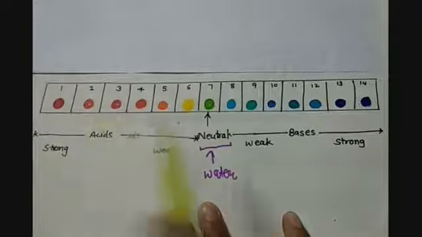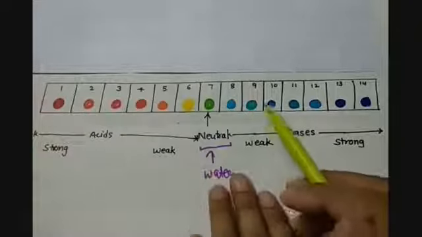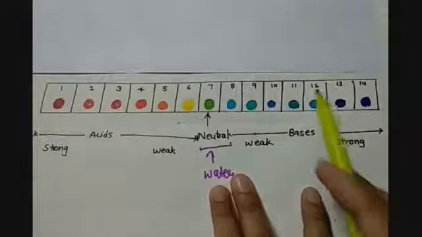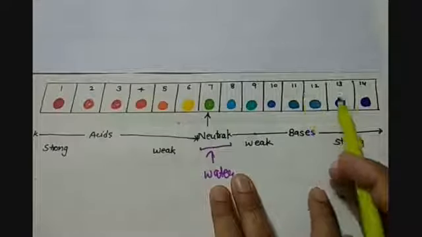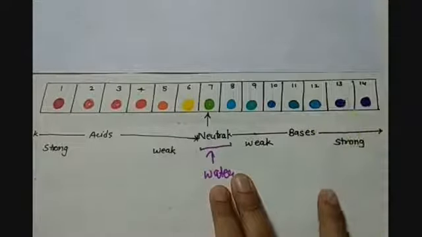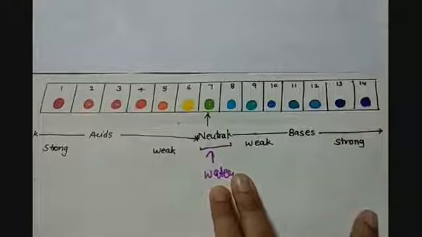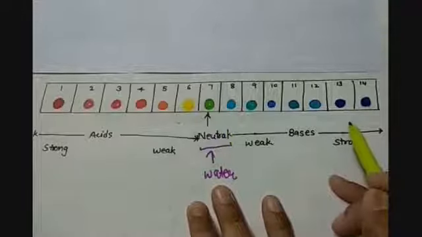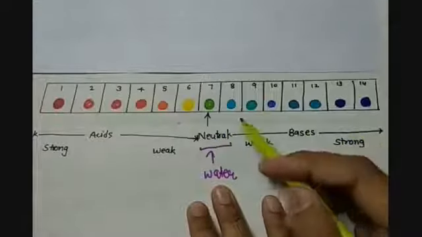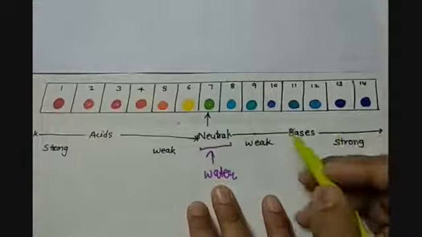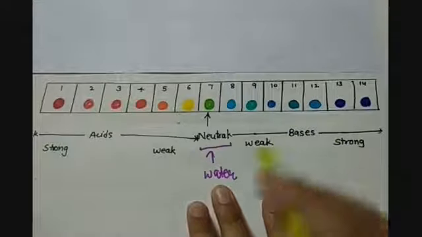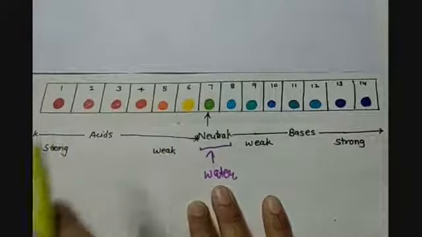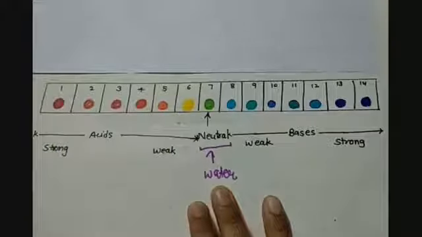But the dark red color, or the low pH value, is the indication of a strong acid. In the same way, 8, 9, 10 are the indications of weak bases, whereas 11, 12, 13, 14 are the indications of strong bases. That means as we go from neutral to basic medium, or from 7 towards 14, the basic character of a substance increases, and as we go from 7 towards 1, the acidic character increases. So this was all about the indicators.